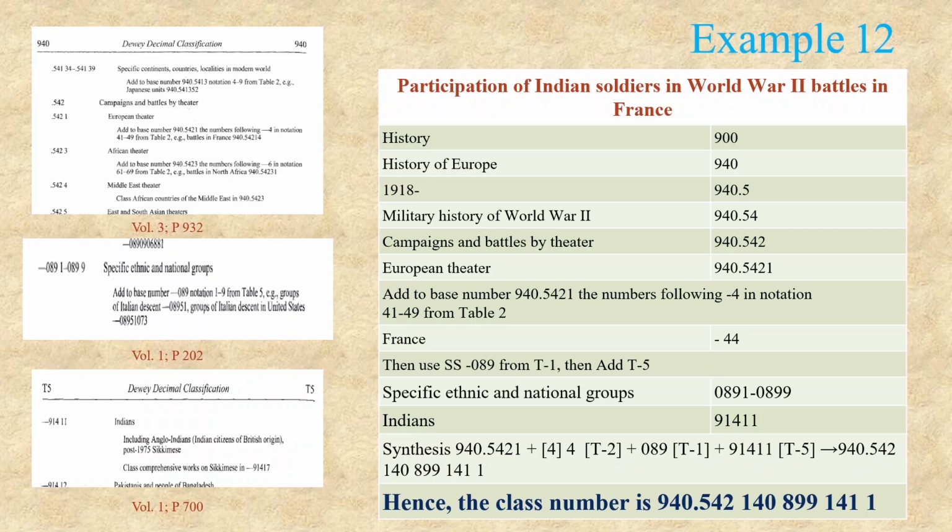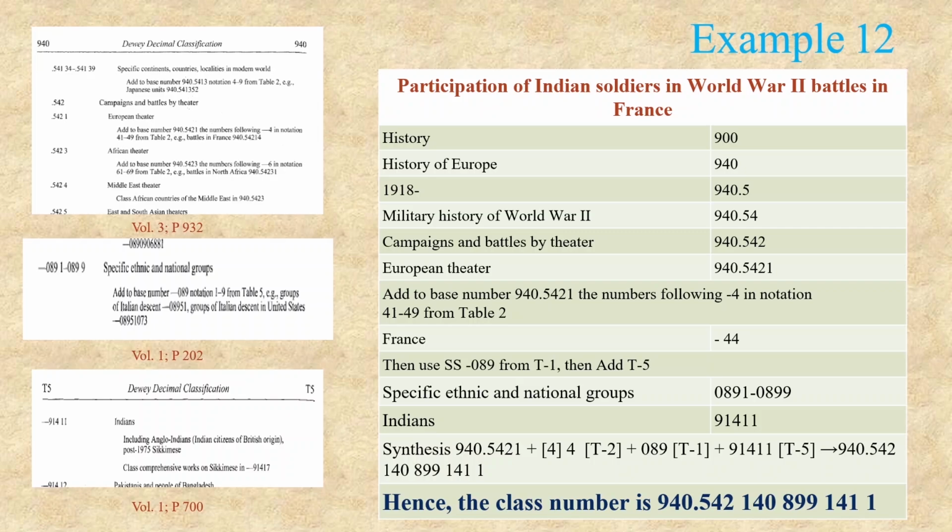So what will be the main class? History of Europe, that comes under 940. Then time period, that is 1918 dash, which comes under 940.5. Then military history of World War II, that comes under 940.54. Then campaigns and battles, that comes under 940.542. Then European theater of World War II, that is 940.5421. Then use table 2 for geographic modifiers or geographic location.